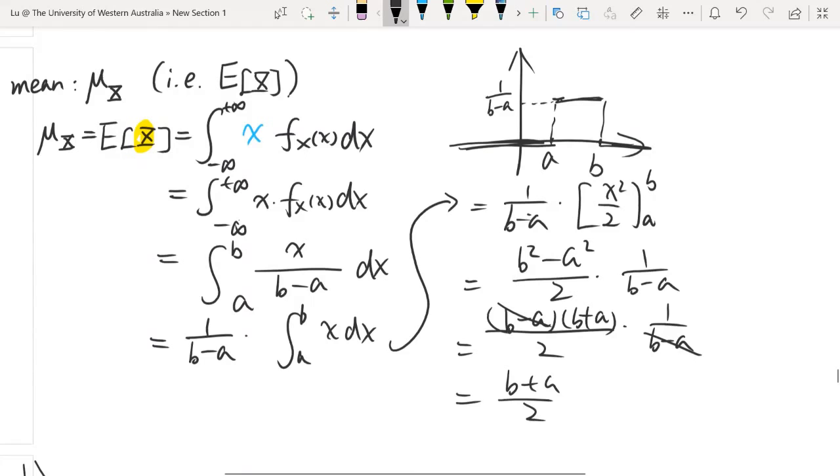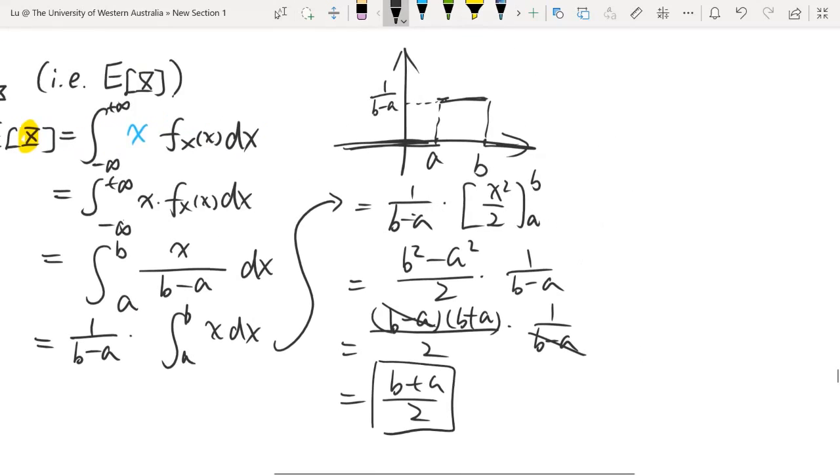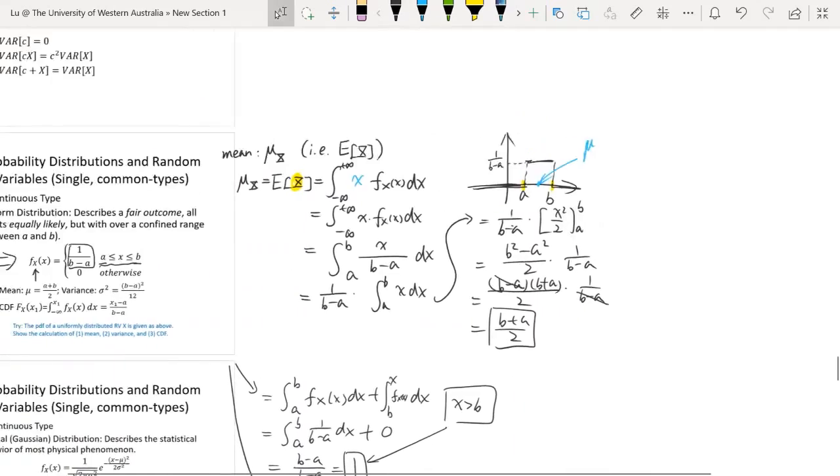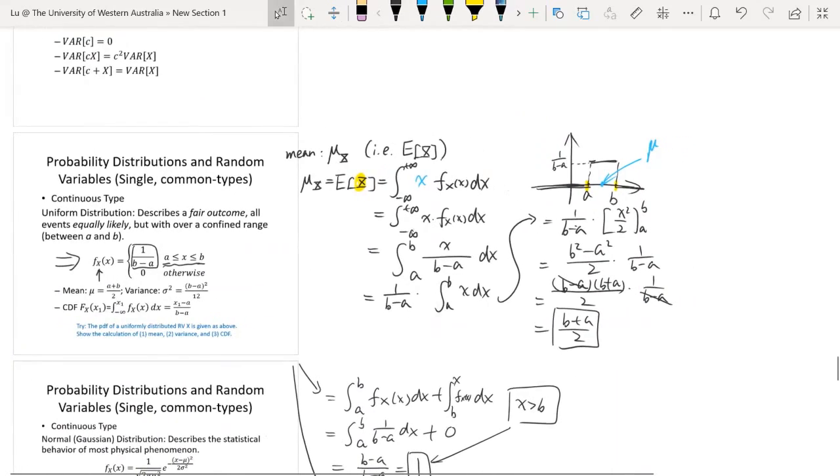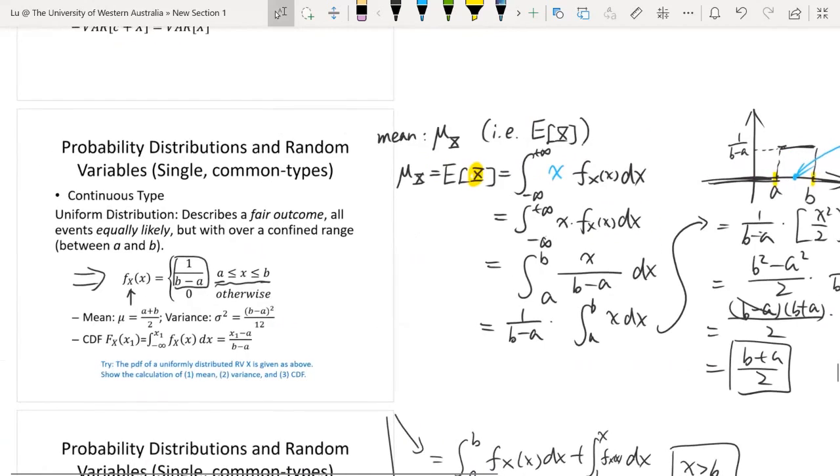Now let's have a look here. Where is (a plus b) over 2? If a is here and b is here, (b plus a) over 2 is just the midpoint of the AB region. This is the mu value of this random variable. Of course, this makes sense because this is a uniformly distributed signal. This is how we calculate the mean of a uniformly distributed random variable.